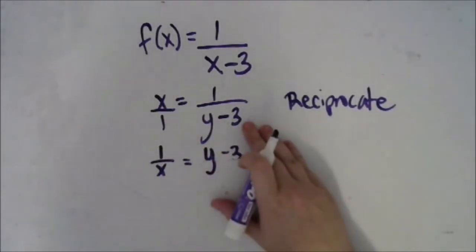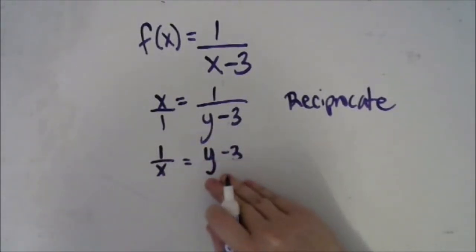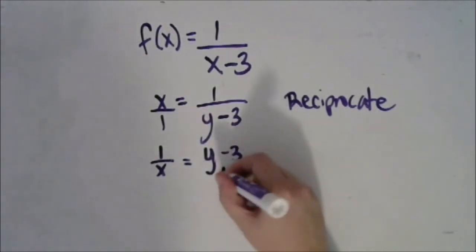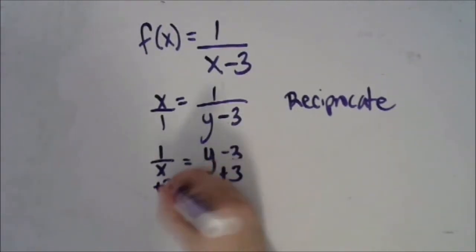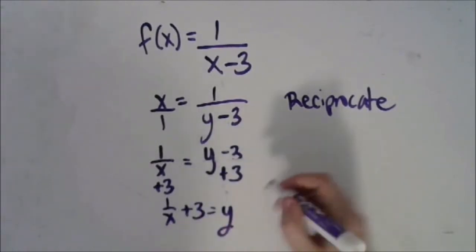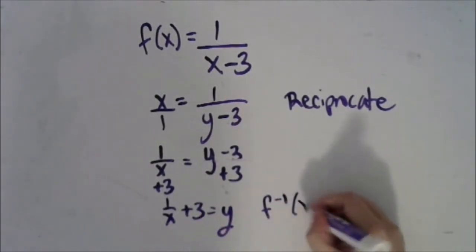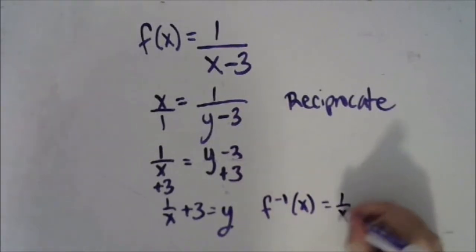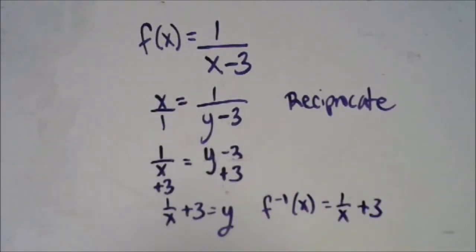Now that I've pulled the y out of the denominator, I have one more step left to solve, and that's to add 3 to both sides. So I get 1 over x plus 3 equals y, and with notation, the inverse function is 1 over x plus 3.